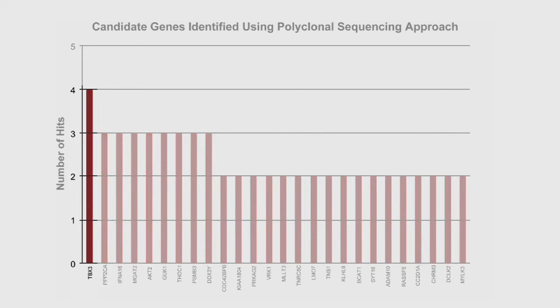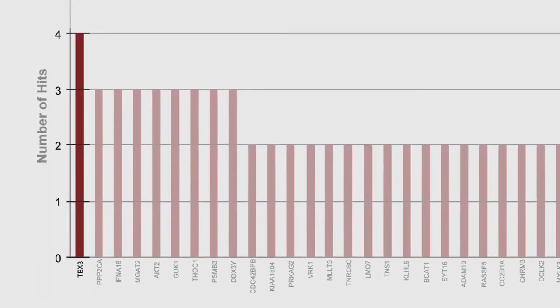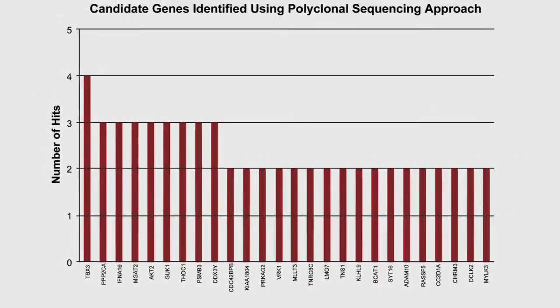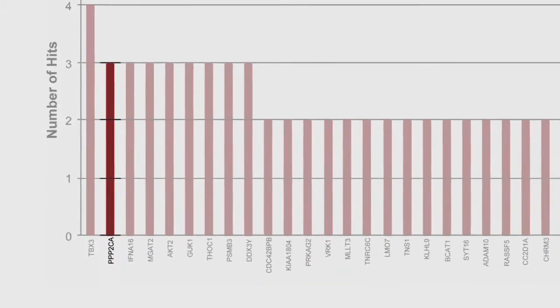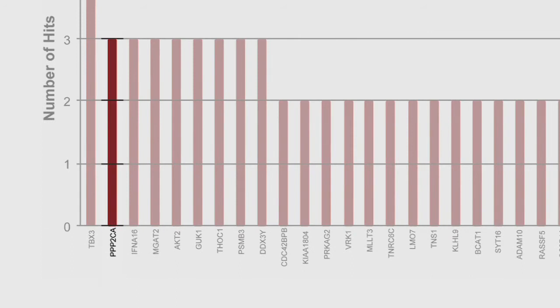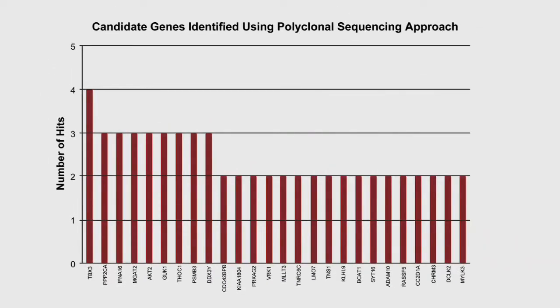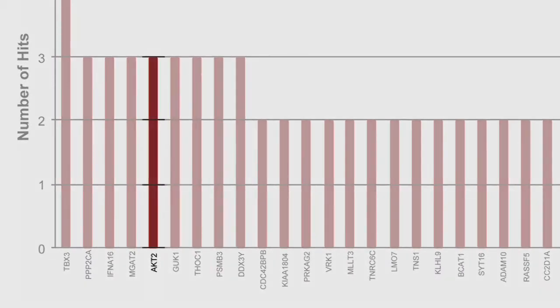The T-box transcription factor, TBX3, appeared in a total of 4 clones and has been implicated in tumor migration. PPP2CA downregulation has been demonstrated to maintain the growth of LNCaP cells cultured in androgen-deficient conditions by relieving the androgen deprivation-induced cell cycle arrest and preventing apoptosis. Furthermore, AKT2 is a RAC-beta serine/threonine protein kinase and putative oncogene demonstrated to play several roles in cancer development.